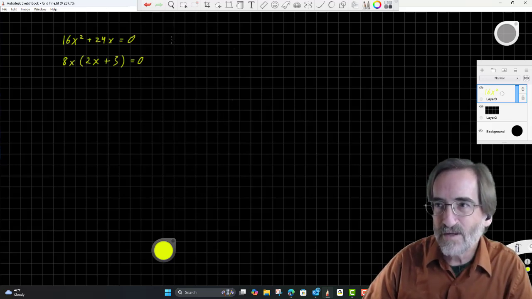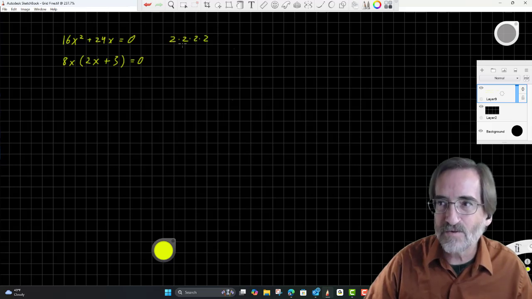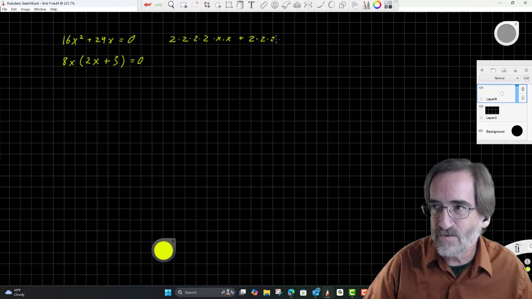You can write each of these as a product of prime numbers. 16 is 2 times 8. 8 is 2 times 4. 4 is 2 times 2. So 16 literally is 2 times 2 times 2 times 2, or 2 to the 4th power. And then x squared is x times x. Okay? 24 is 2 times 12. 12 is 2 times 6. 6 is 2 times 3. So 24 is 2 times 2 times 2 times 3, and then times x.